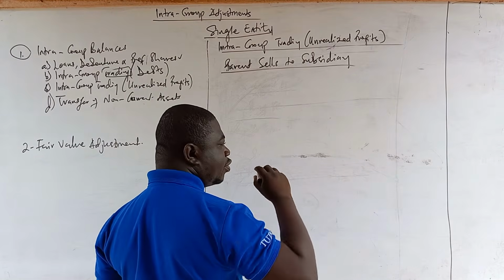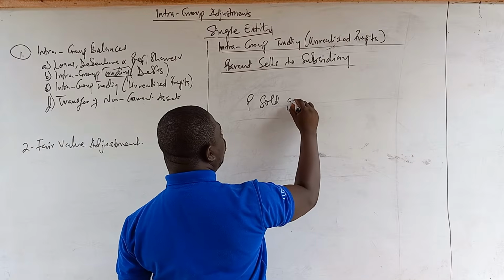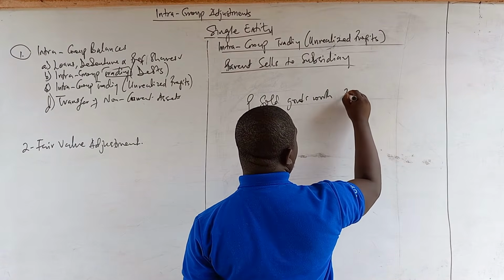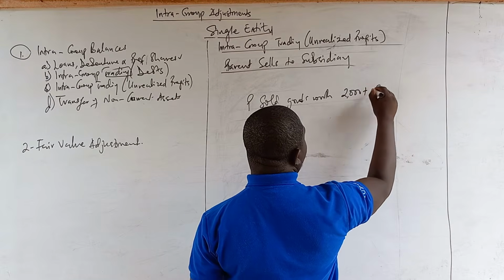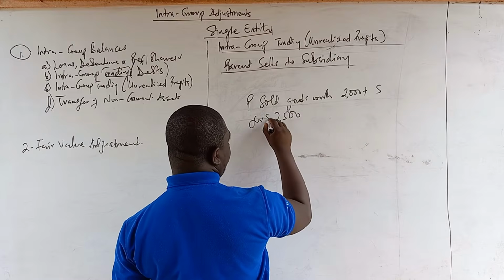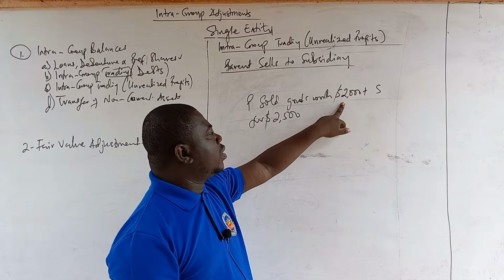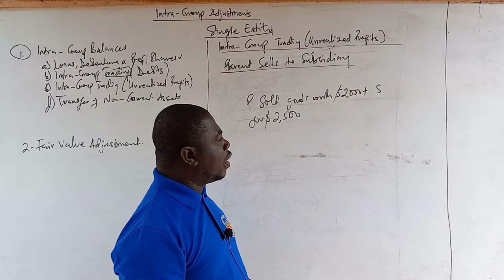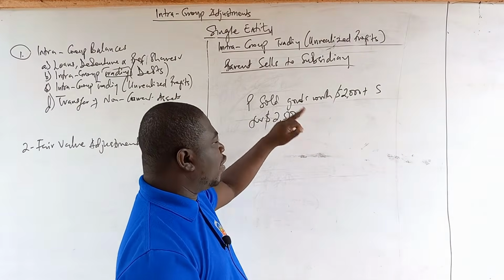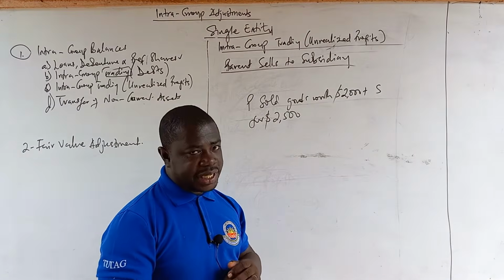So when the parent sells to the subsidiary, let's say P sold goods worth maybe $2,000 to S for $2,500. Now, this is the meaning. It means that the cost price of the goods is $2,000, but they were sold for $2,500, meaning that there is a $500 profit on the goods being sold from the parent to the subsidiary.